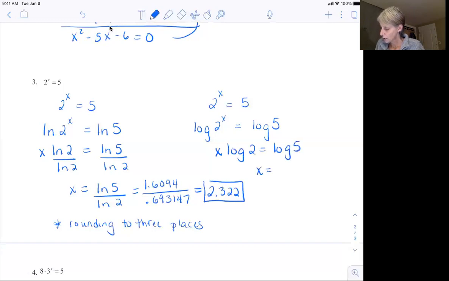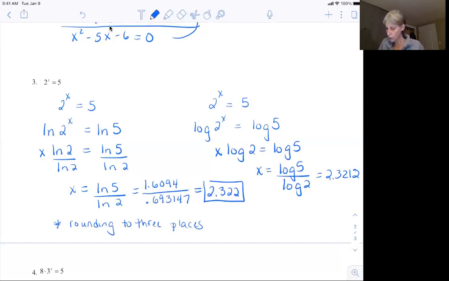So x is going to equal log 5 divided by log 2. If you hit log 5 in the calculator, you're going to get a number. If you hit log 2 in the calculator, you're going to get another number. It's just going to be a different number than you got with the ln because now we're in powers of 10. So if I hit log instead to evaluate log 5 divided by log 2, my overall answer is 2.321.